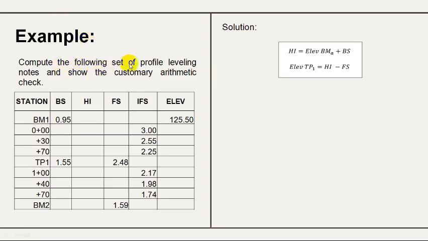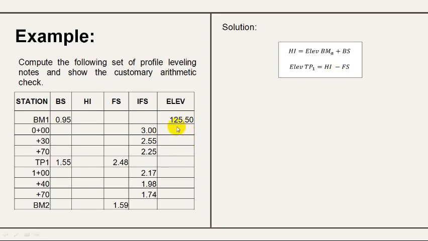Let's now proceed to the sample problem. Compute the following set of profile leveling notes and show the customary arithmetic check. So this is your given profile level notes. We need to compute the HI as well as the elevation of the stations. So remember, we have these two formulas. Height of instrument is equal to elevation of the station plus backsight reading. And the second formula is elevation of the station is equal to HI, or height of the instrument, minus foresight reading.